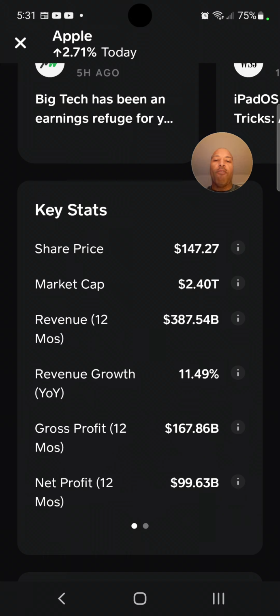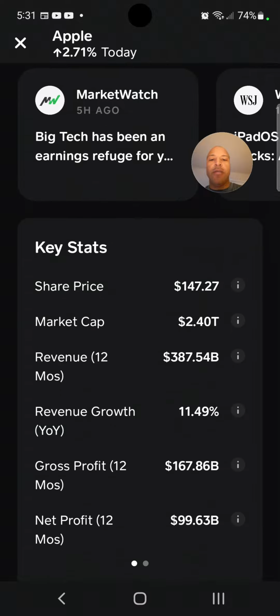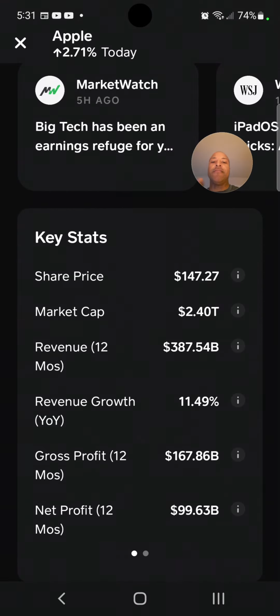All right, market cap is over 2.4 trillion. So, what does that mean? If you buy one share of Apple stock, you have to have $147.27. However, you can buy as little as $1 worth of that $147.27. It's called a fraction of a share. And it doesn't have to be that small of an amount. You can buy $120 worth, $100 worth, or $10 worth.